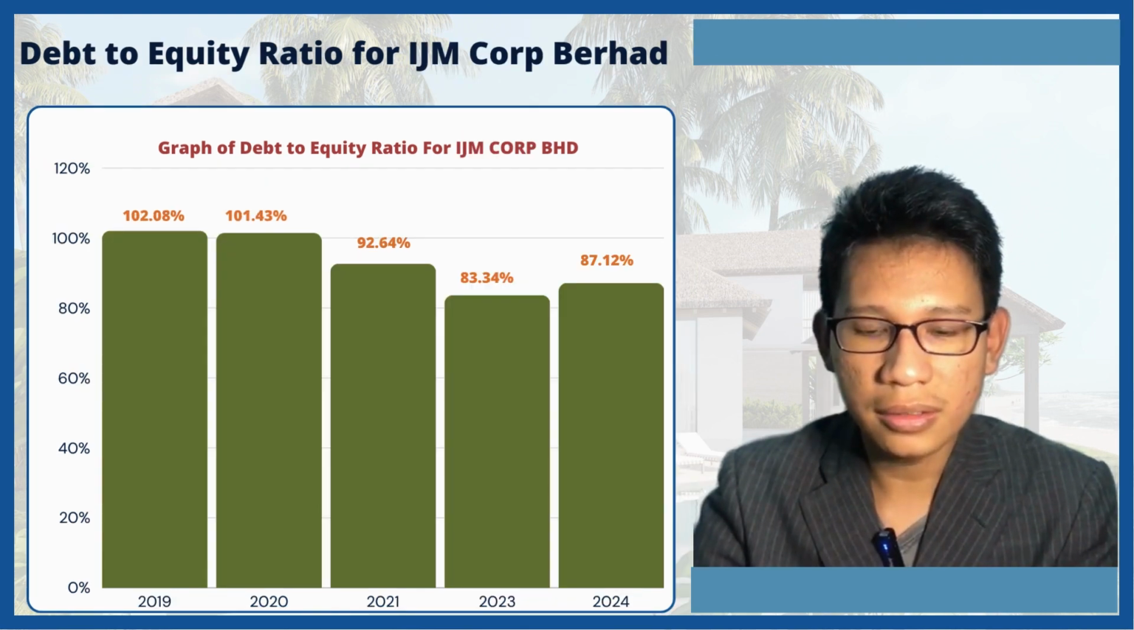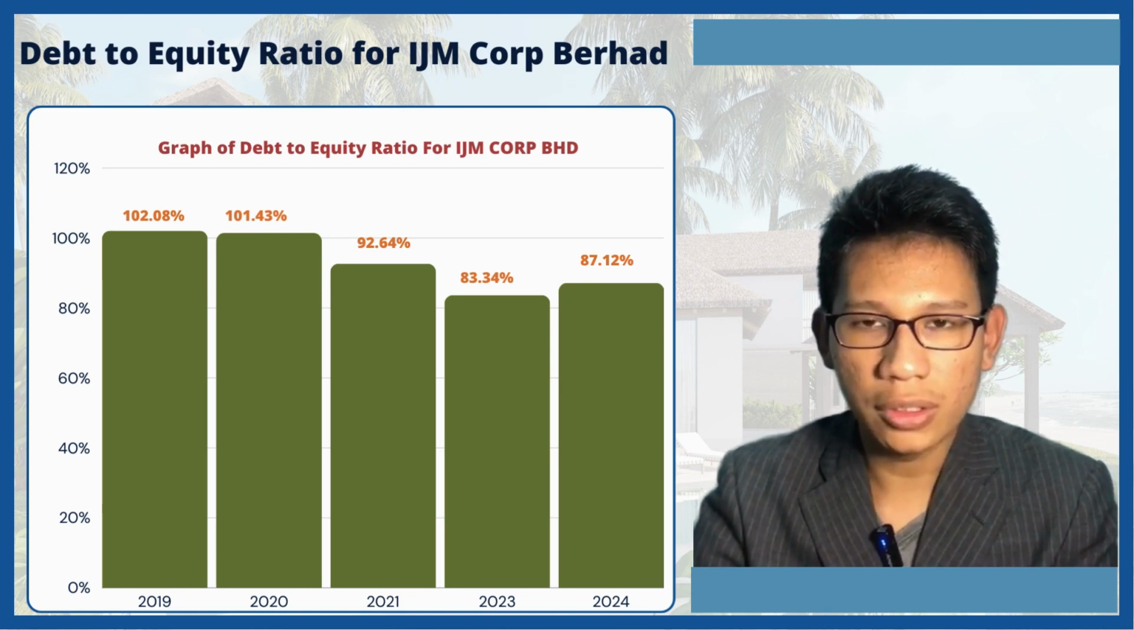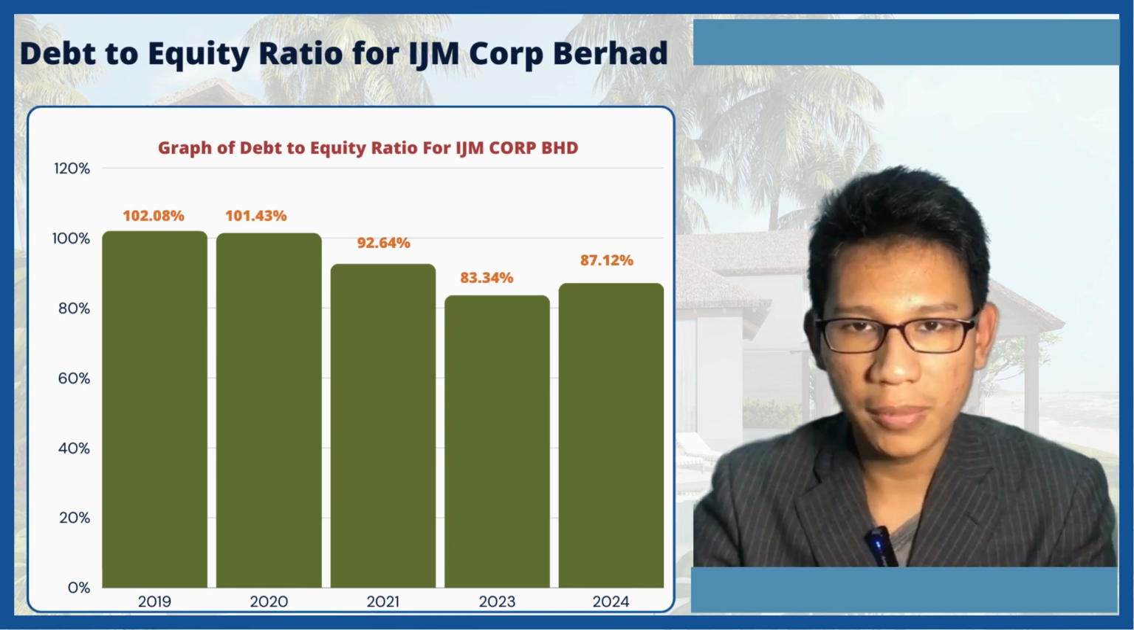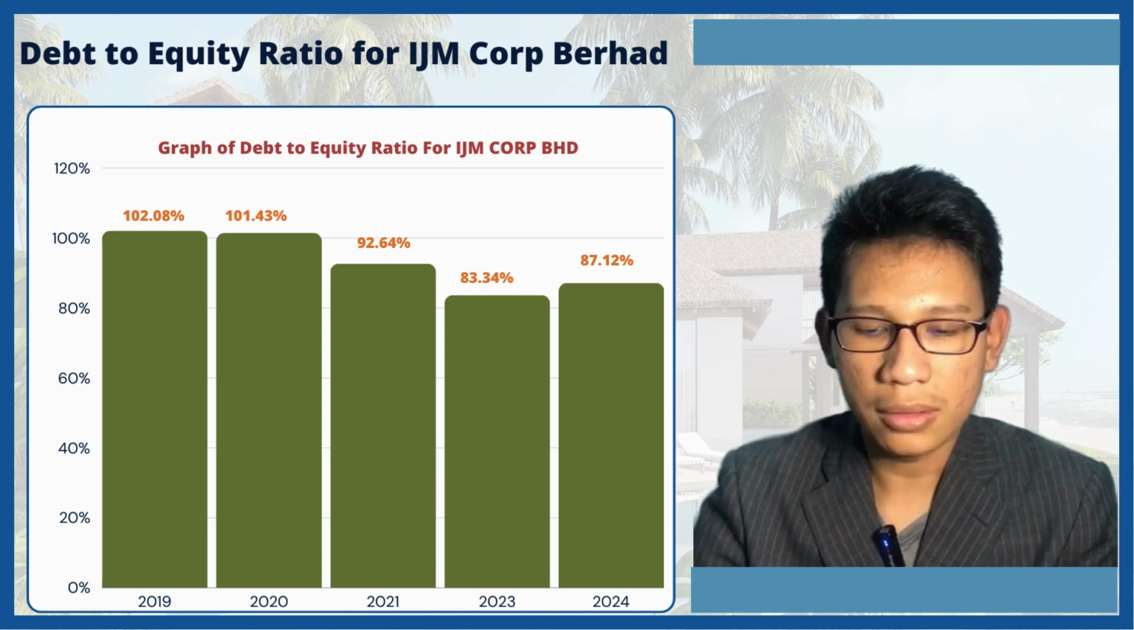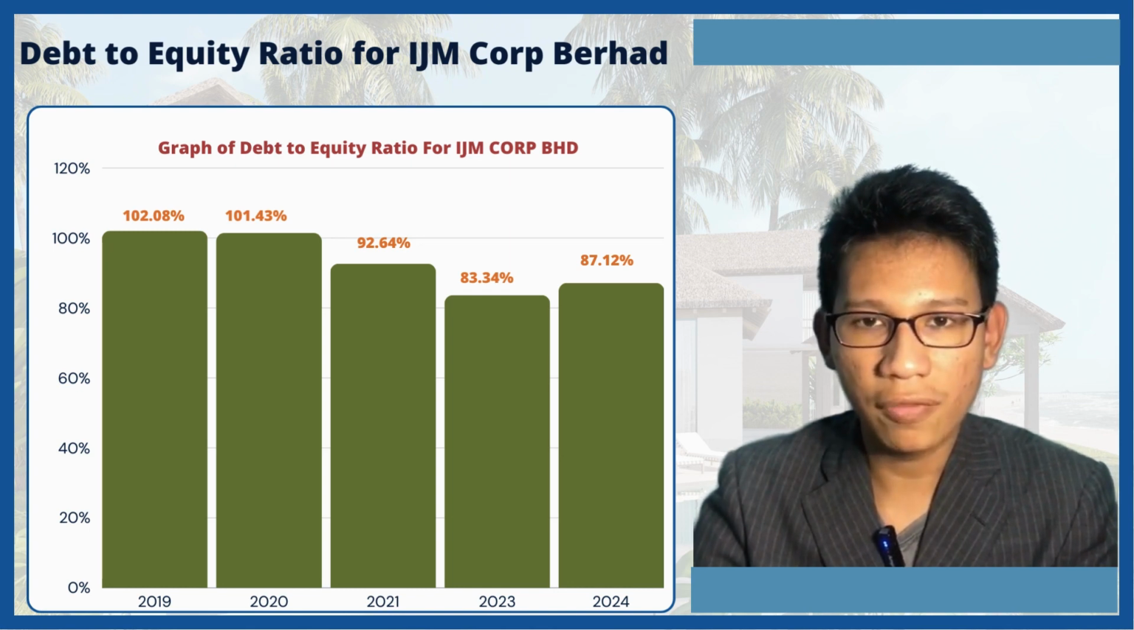Next is the debt to equity ratio of IJM Corporation Berhad. As you can see in the slide, the graph shows a positive trend, in which the company managed to reduce its debt and increase its equity over the 5-year period. So this is a good sign for the company in the long term.